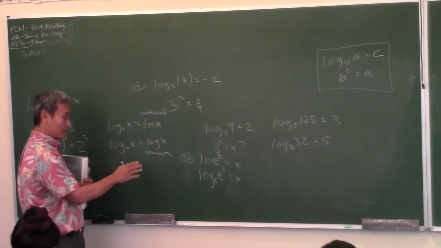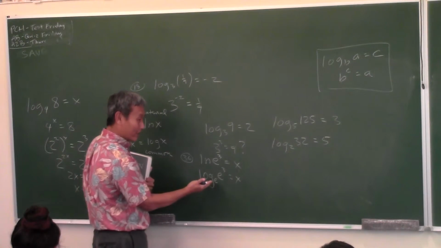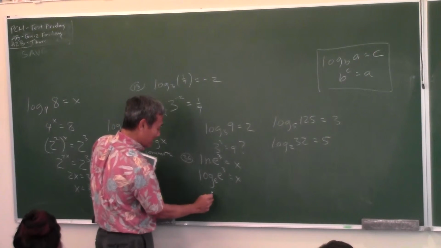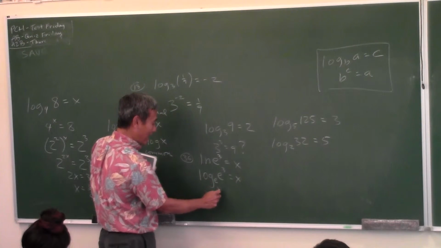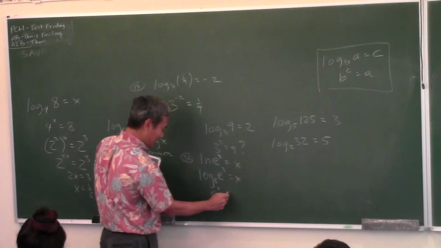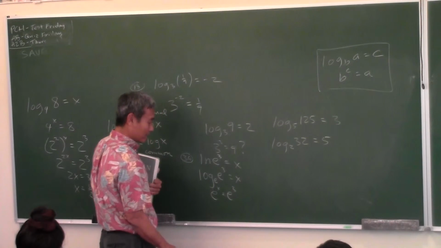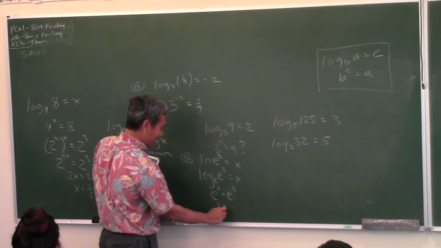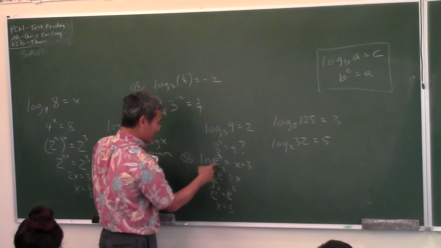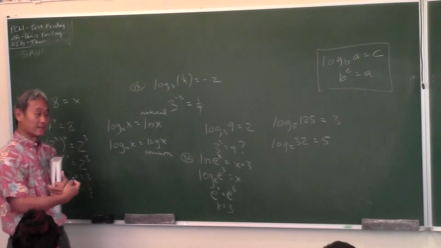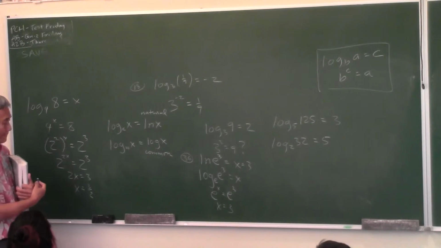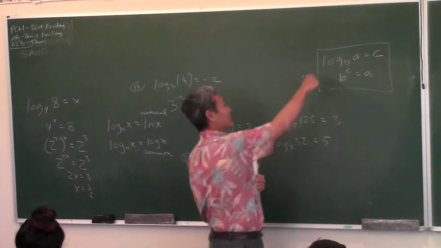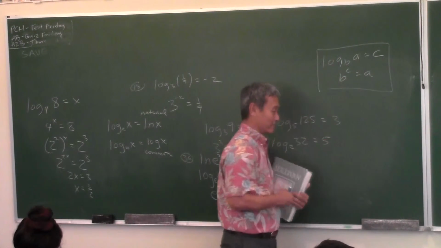Natural log means log base e. So once you have this, change it to exponential form. This means the same thing as e to the x equals e to the third. So this one's pretty obvious. What does x have to do? x has got to be 3. So this number is 3. So again, the key to working with logarithms is you just switch back and forth between these two.